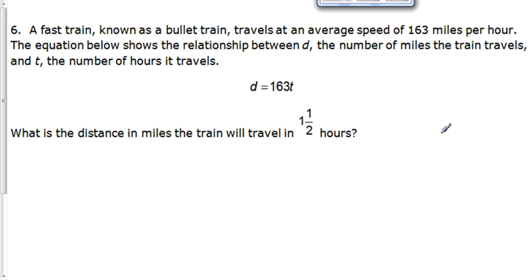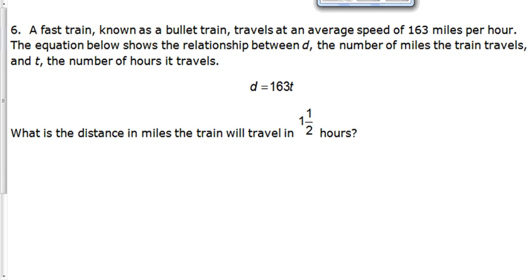A fast train, known as a bullet train, travels at an average speed of 163 miles per hour. The equation below shows the relationship between D, the number of miles the train travels, and T, the number of hours it travels. What is the distance in miles that the train will travel in 1.5 hours?